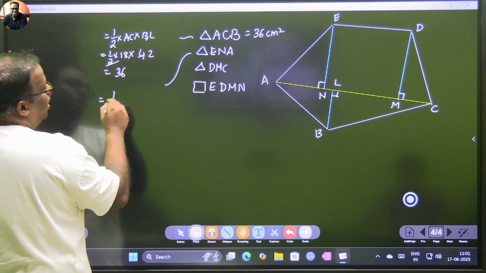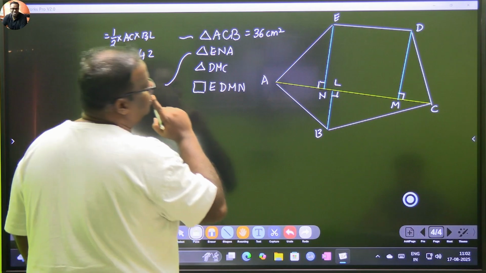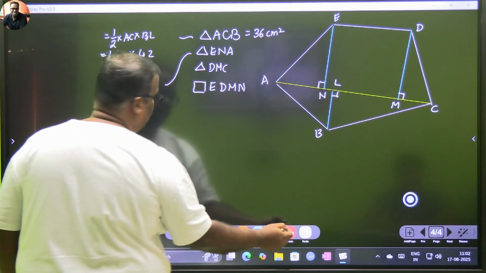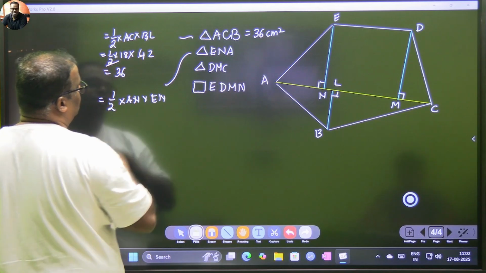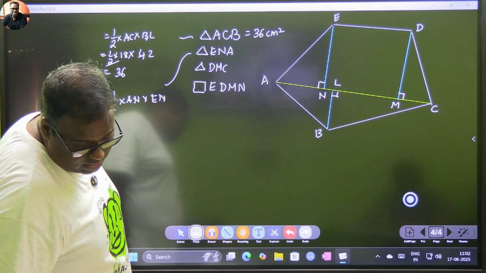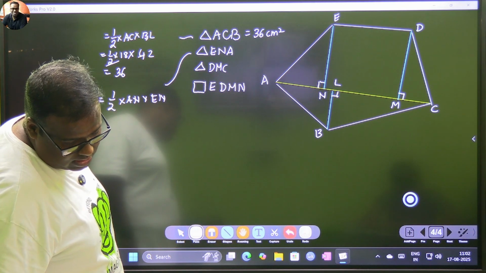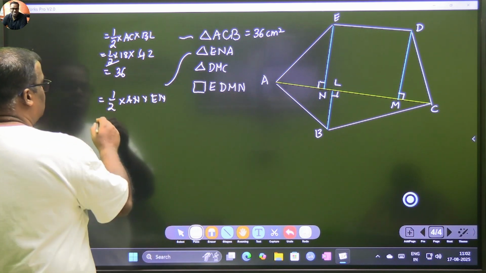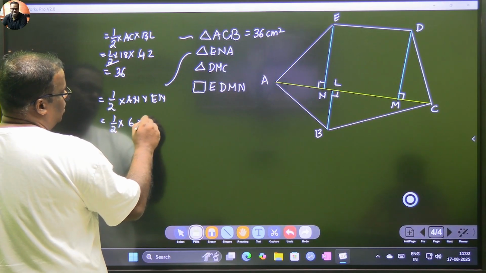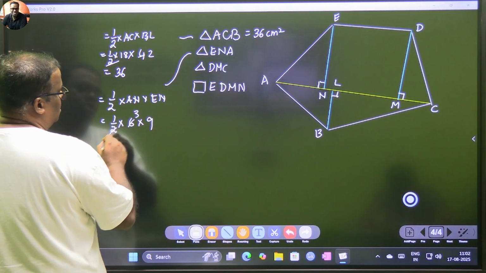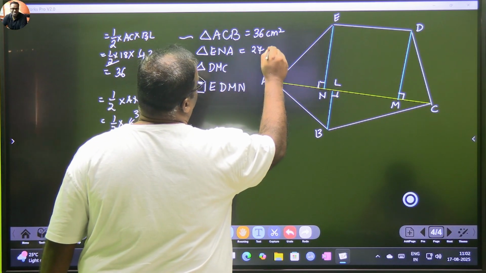Now let's say ENA. ENA will be equal to half into AN multiplied by EN. So let's check. EN data is given. AN is given. AN is 6 and EN is 9. So this is equal to half into 6 into 9. So 2 threes are 6, 9 threes are 27. So this is 27 centimeter square.